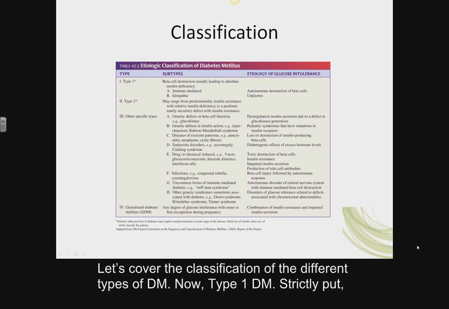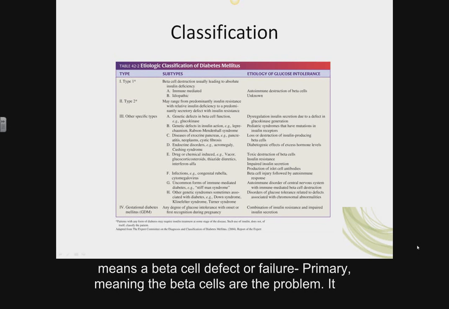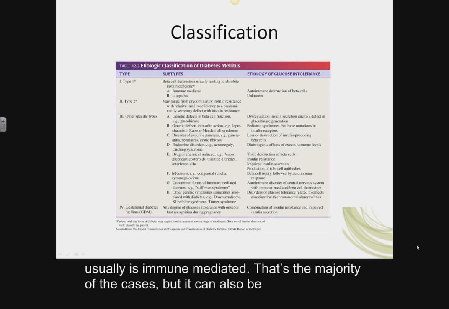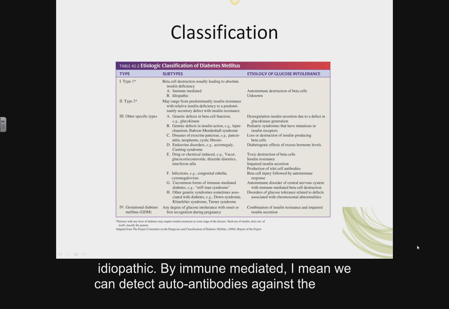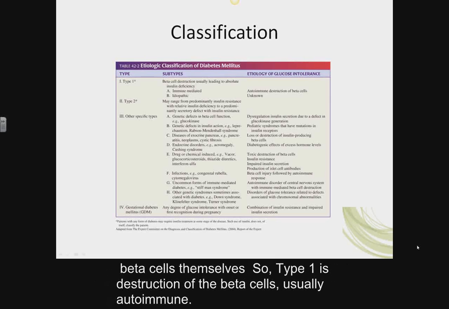Let's cover the classification of the different types of DM. Now, type 1 DM, strictly put, means a beta cell defect or failure. Primary, meaning the beta cells are the problem. It usually is immune-mediated. That's the majority of the cases, but it can also be idiopathic. By immune-mediated, I mean we can detect autoantibodies against the beta cells themselves.